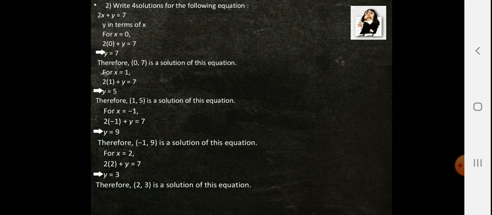Write 4 solutions of the following equation. So y in terms of x. Substitute the values of x as 0, 1, minus 1 and 2. So you will get the values of y as 7, 5, 9, 3. So the solutions for this equation are (0, 7), (1, 5), (minus 1, 9) and (2, 3).